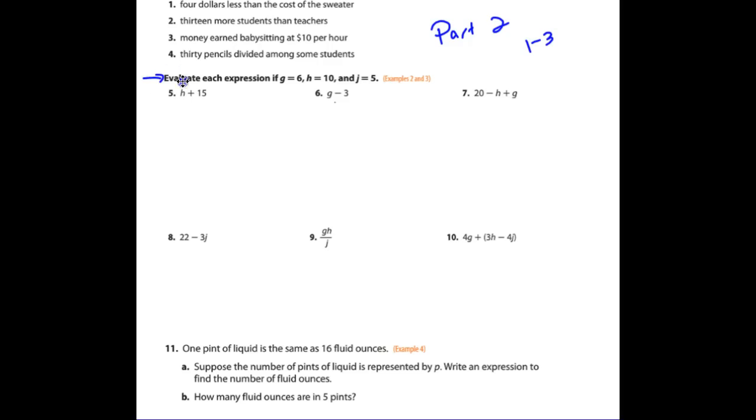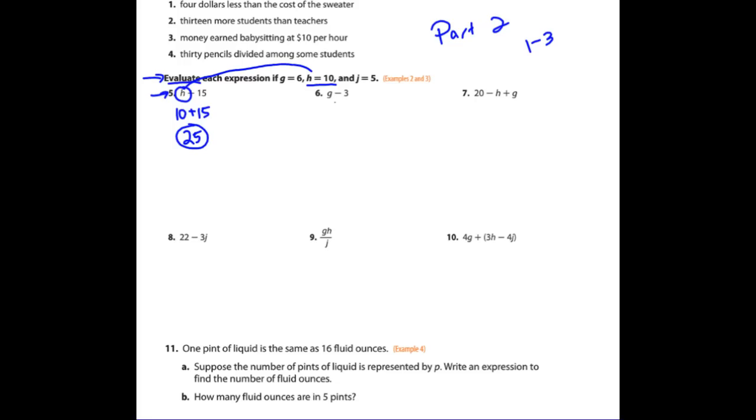It says evaluate the expression if g is 6 and h is 10 and j is 5. Well, let's look at number 5. It says h plus 15. Well, they tell me right here that h is 10. So what we want you to do is take this h and substitute it for this h right here. So that would be 10 plus 15. 10 plus 15 is 25. That's evaluated. I got it all the way down to a number, and I'm happy.